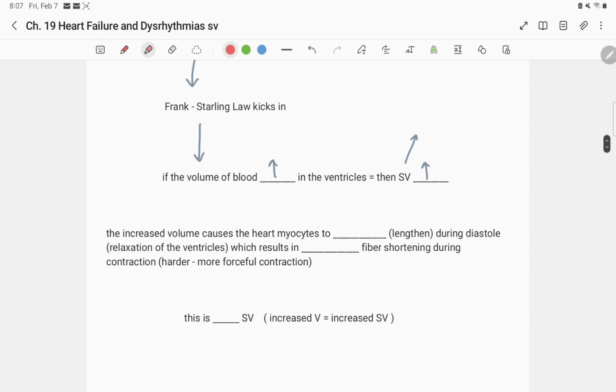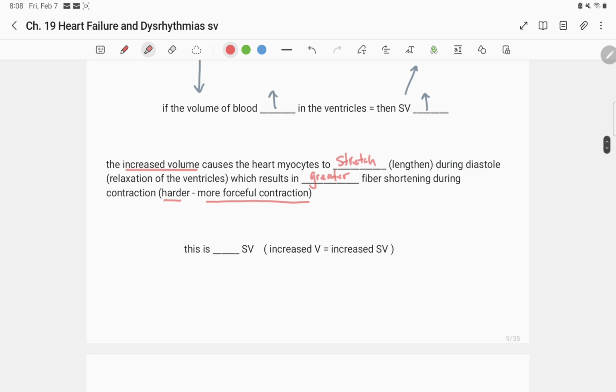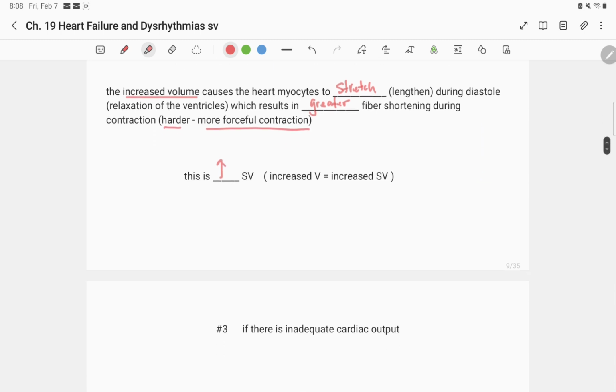Okay, so this increased volume causes the heart myocytes to stretch, okay, or lengthen during diastole. Okay, so when the heart's relaxing, it's filling, so it's lengthening, which results in greater fiber shortening during contraction. So that means it's going to be a harder and more forceful contraction. Okay, all that increases stroke volume. So increased volume, increased stroke volume.